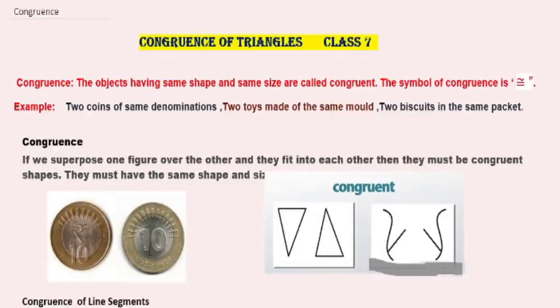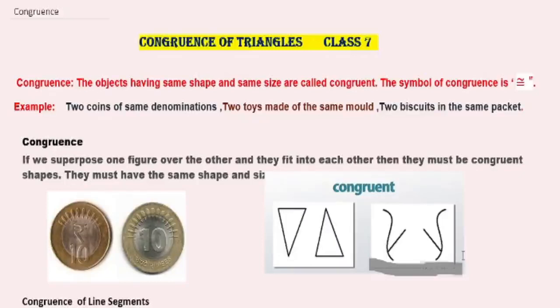In another way, we can say congruence: if we superpose one figure over the other and they fit into each other, then they must be congruent shapes. They must have same shape and same size. So in this figure also you can see two congruent triangles, and these shapes, they are also congruent.